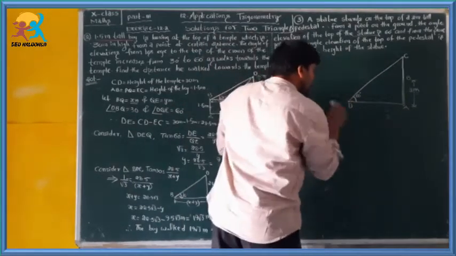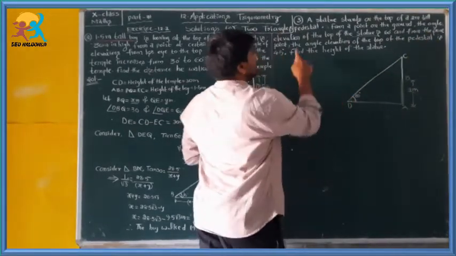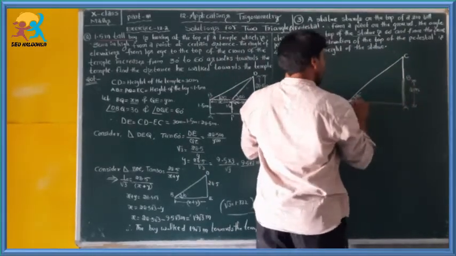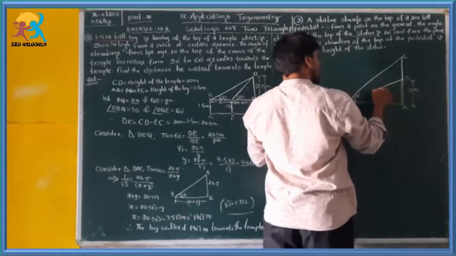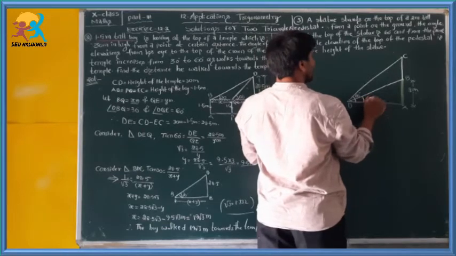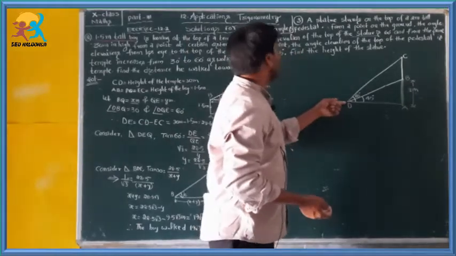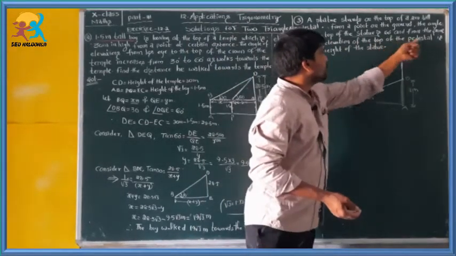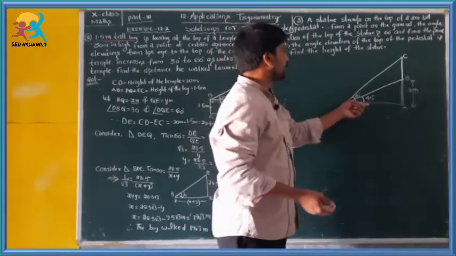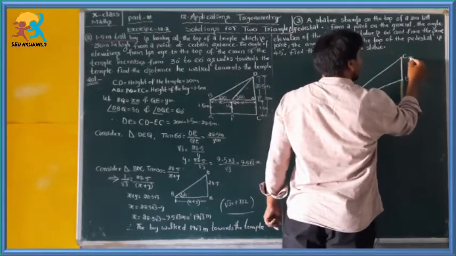And from the same point D, the angle of elevation of the top of the pedestal, this is the top of the pedestal, is 30 degrees. Not 30 degrees, sorry, it is 45 degrees. From the same point, the angle of elevation of the top of the pedestal, point B, is 45 degrees. Find the height of the statue.